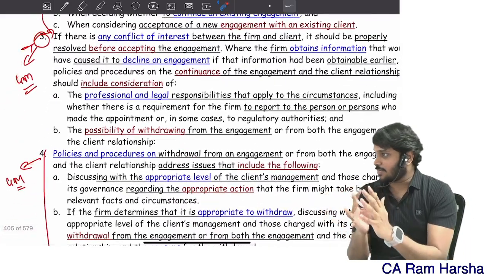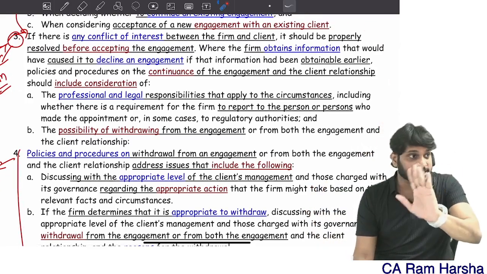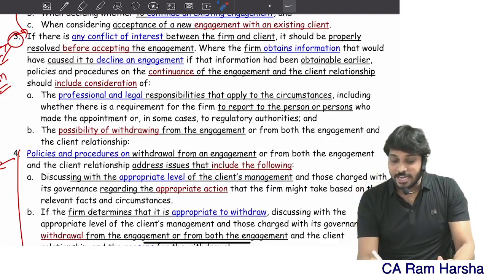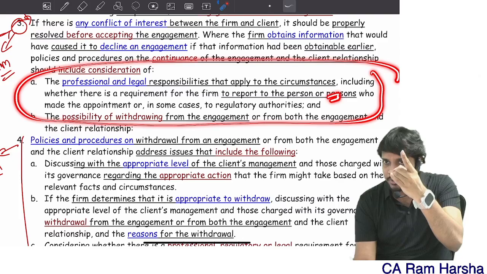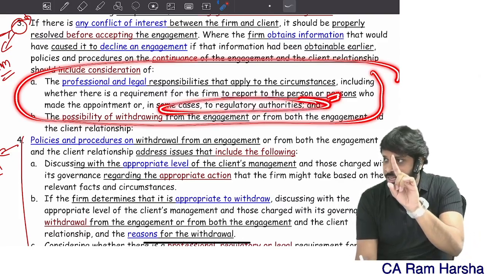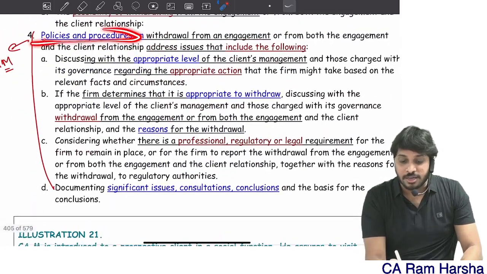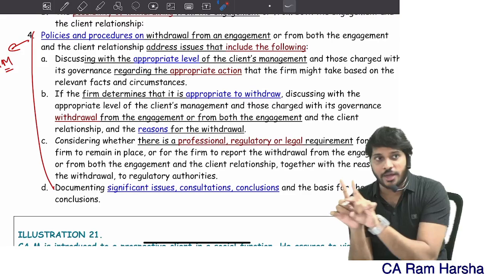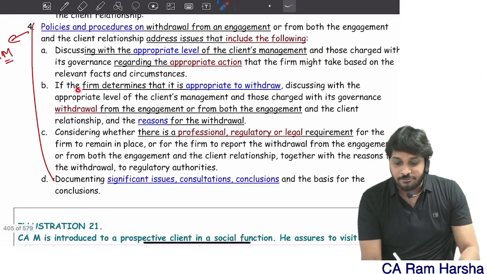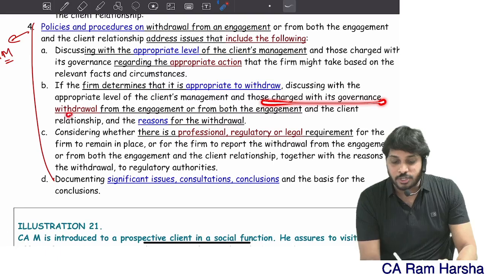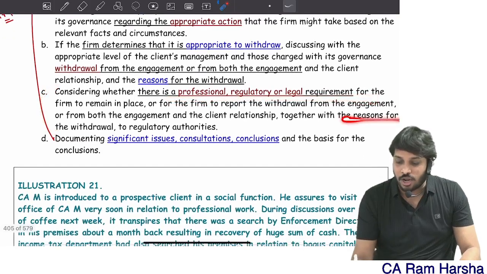Suppose after accepting, I got to know something that, if I had known that information earlier, I would not have accepted, I would have declined. What does the auditor have to do? Can you continue or not? Look at your professional and legal responsibilities, including: do you have to report the situation to the person who made the appointment? Do you have to report the situation to regulatory authorities? See the possibility of withdrawing. If the possibility is there and you decide to withdraw, the firm should have policies and procedures for withdrawal as well. What policies? Discuss with management what action you are going to take. If you decide to withdraw, inform the top management about the withdrawal and the reasons. Inform the regulatory authorities also, along with the reasons.